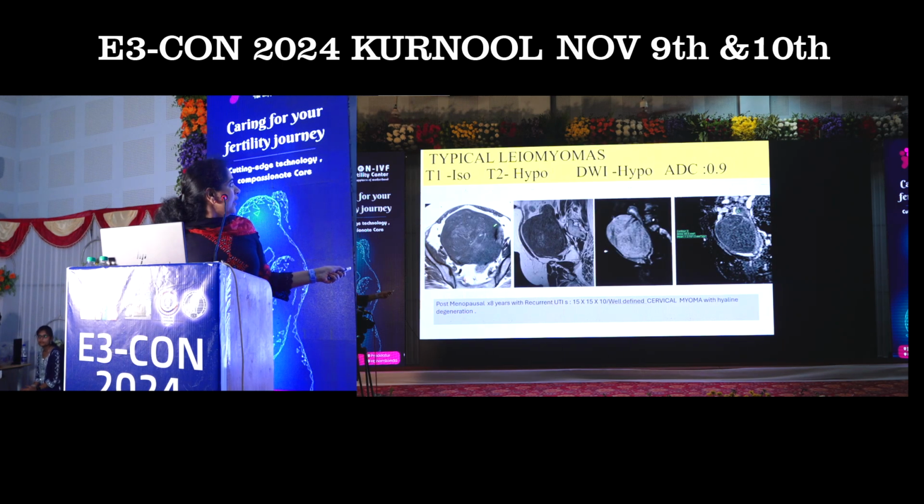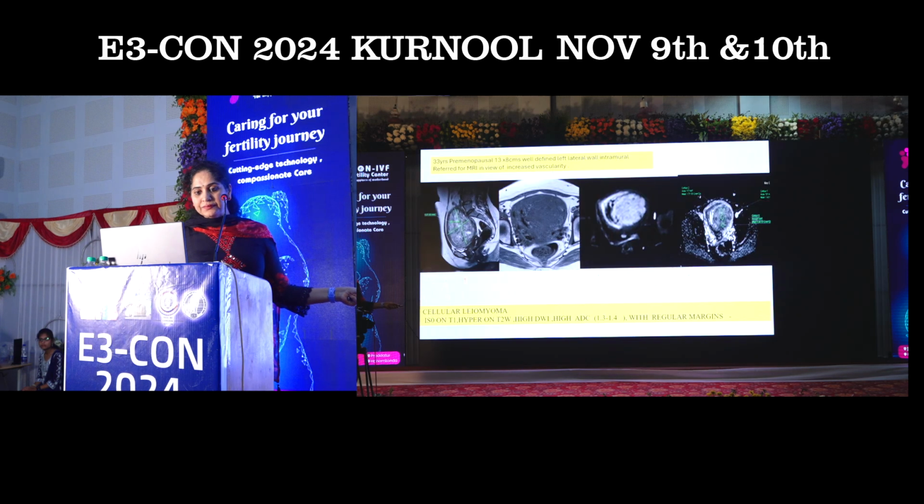And typical leiomyomas are well circumscribed, isointense to skeletal muscle, T2 hypointense. See the sharp, smooth margins. Diffusion-wise, it is less than that of the endometrium. ADC dark. So this is a typical benign myoma. And this is the myoma.